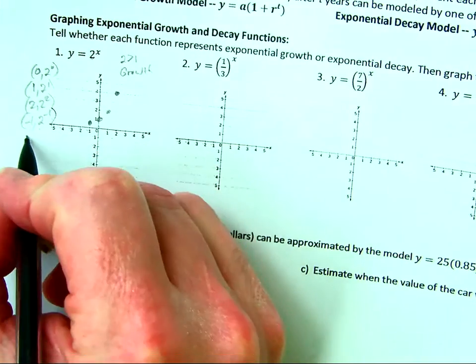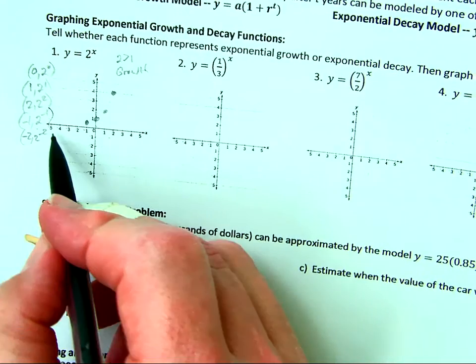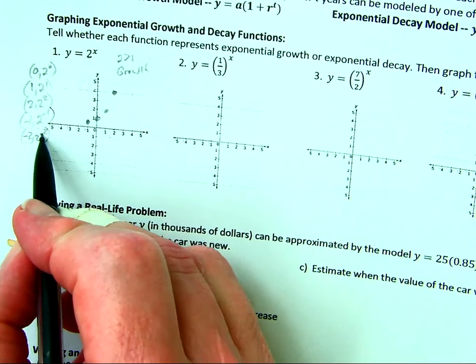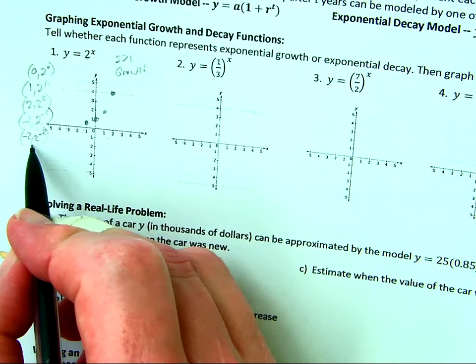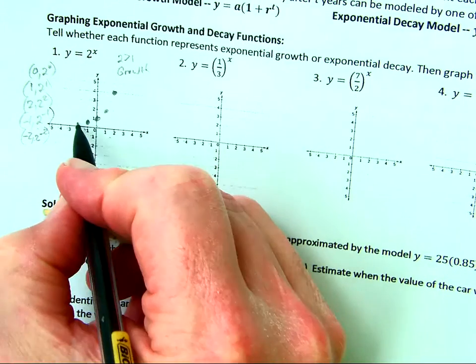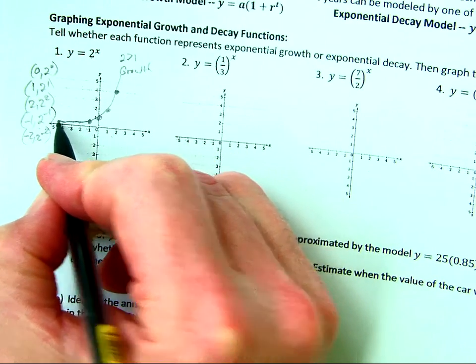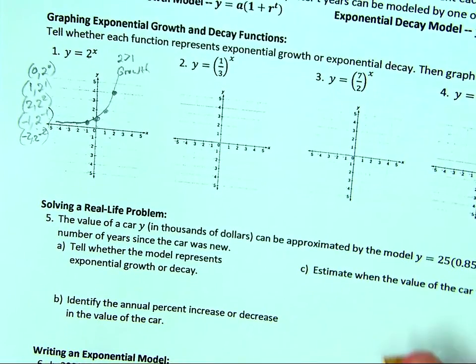If we did one more, like negative 2, that'd be 2 to the negative 2. Again, the negative exponent means the reciprocal of 2 squared. So at negative 2, the reciprocal of 2 squared is 1 over 4. So there's our graph. Again, it gets closer and closer to the x-axis without touching it.